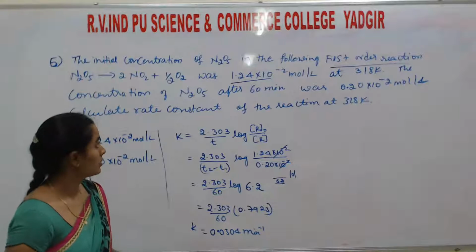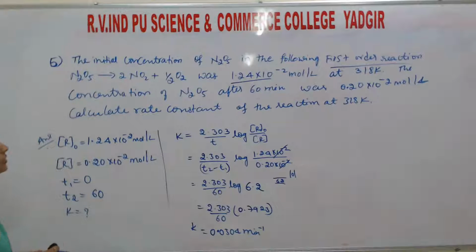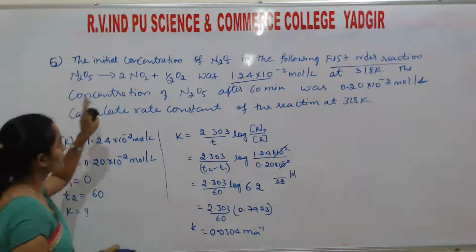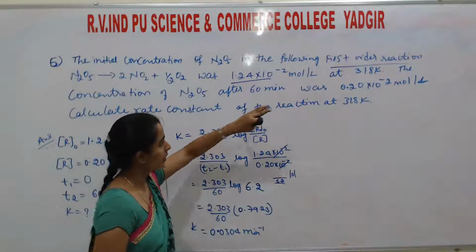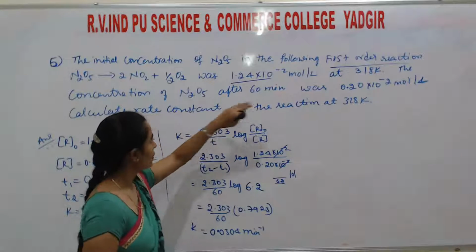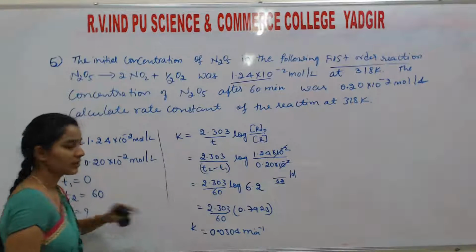Understand? So this one is the initial concentration of N2O5 in the following first order reaction, N2O5 gives rise to 2NO2 plus O2, was 1.24, and again you check this, at 60 minutes, this is the reaction.